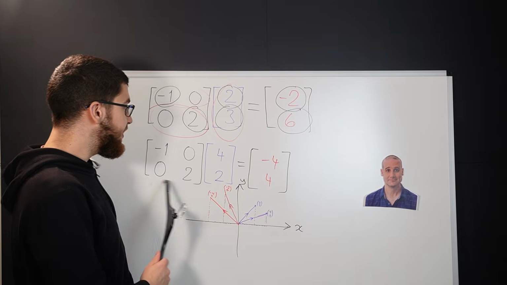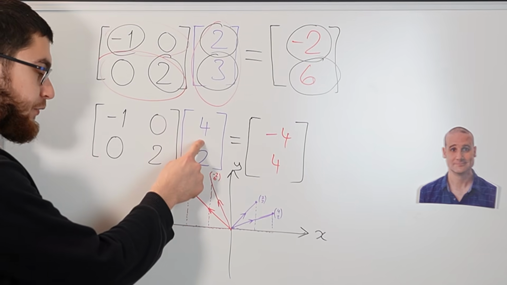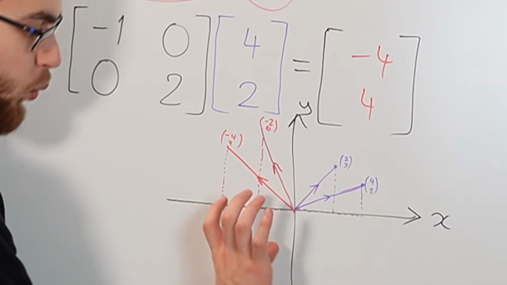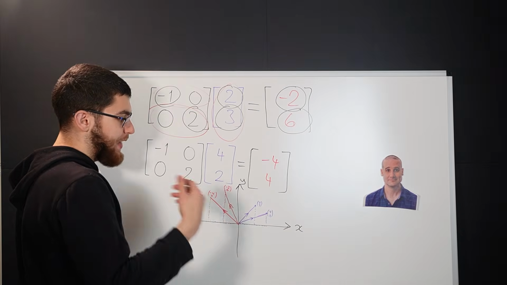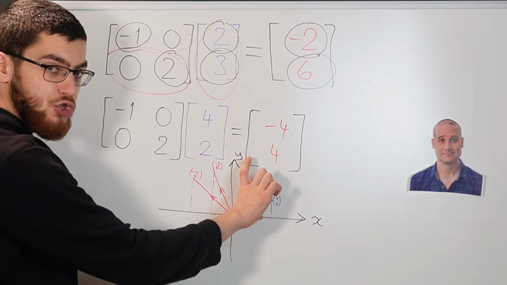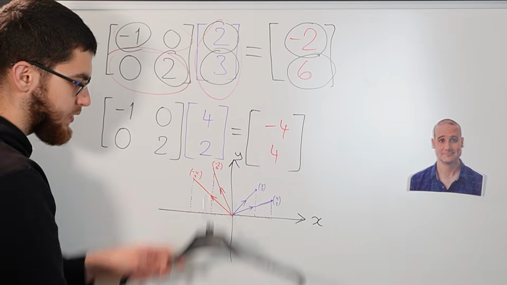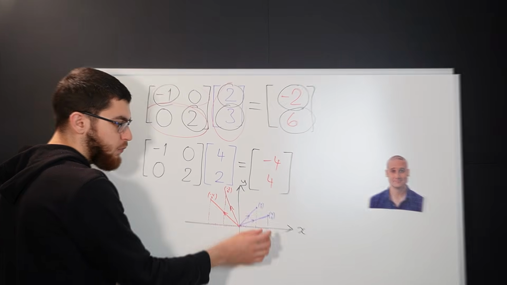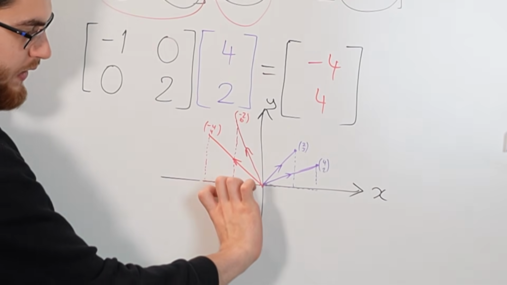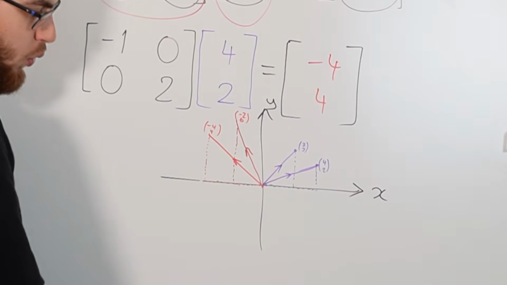So basically what this matrix does is takes the first coordinate, which is the x coordinate, and multiplies it by -1, which flips it, and then multiplies the y coordinate, which is this one, by 2, so it stretches it in the y-axis. So what we get is an image of whatever we put in here to be flipped in the y-axis and then stretched along the y-axis.